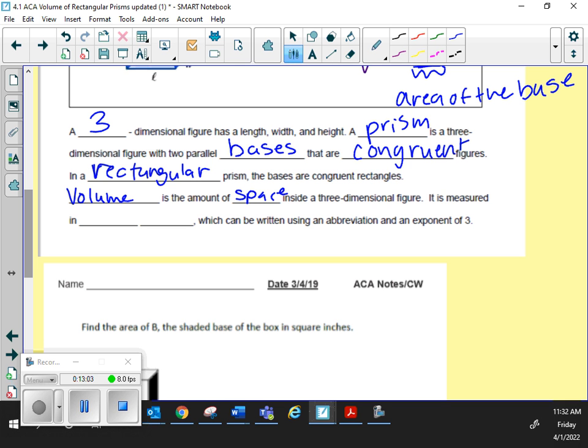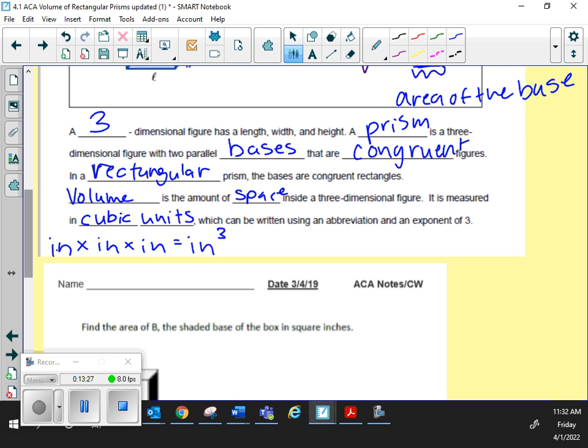Inside a 3D figure, volume is measured in cubic meters. For example, if length times width times height were all in inches, it's inches times inches times inches. That means it's inches cubed. It's cubic inches. Does that kind of make sense?